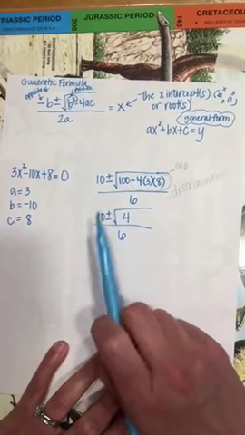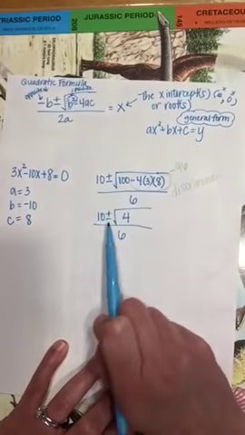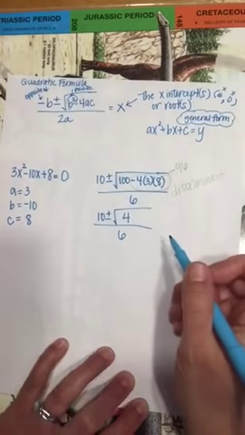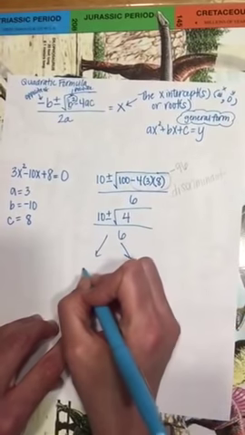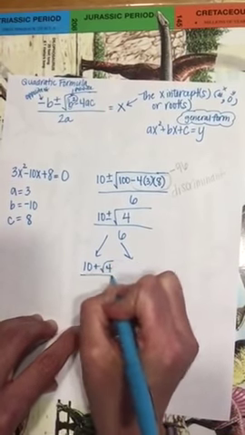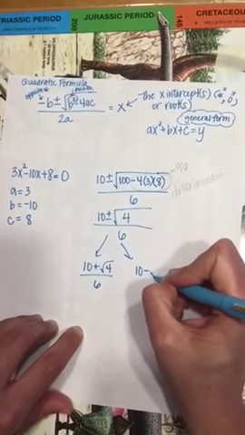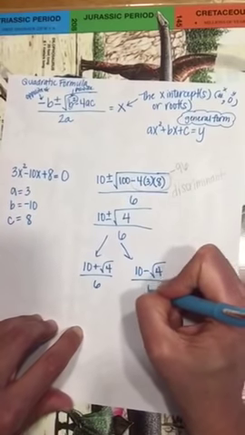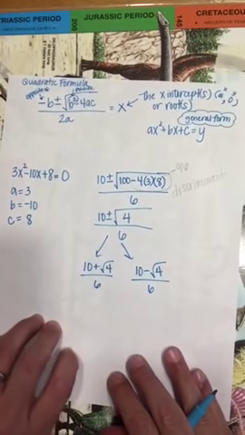Remember, in order to find the roots, just in case there are 2 x-intercepts or roots, I need to do this problem twice. So I'm going to separate now. I'm going to do 10 plus the square root of 4, and then divide it by 6. Then I will do 10 minus the square root of 4, and divide it by 6. When I simplify both of these, I will get my roots.